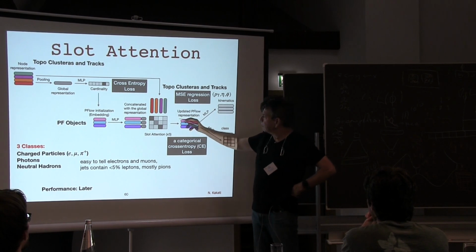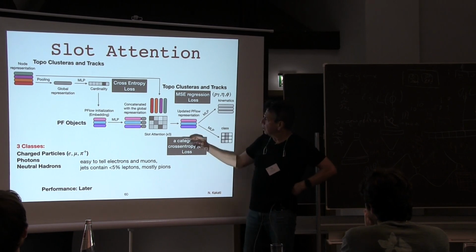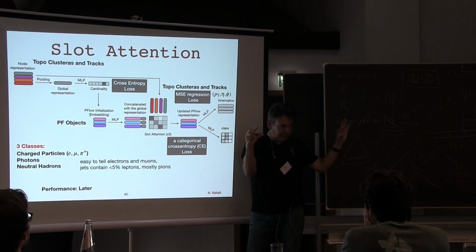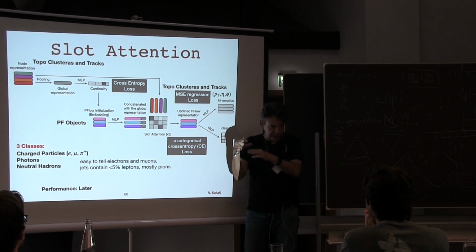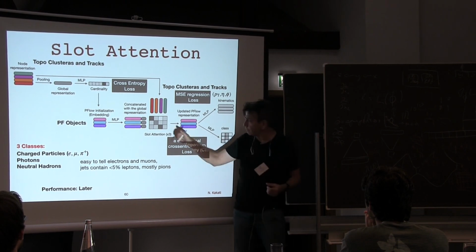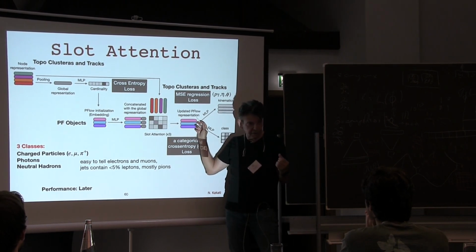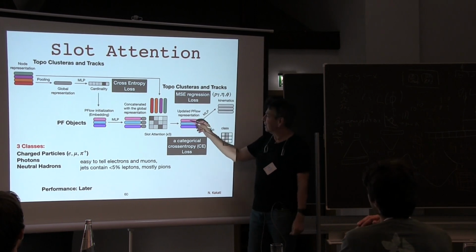We do it 3 times. After 3 times, we get the Z. Remember the Z of yesterday? The output of the key and queries, you get the output of this. The updated representation of the slots, right? Remember? Yes. Okay.